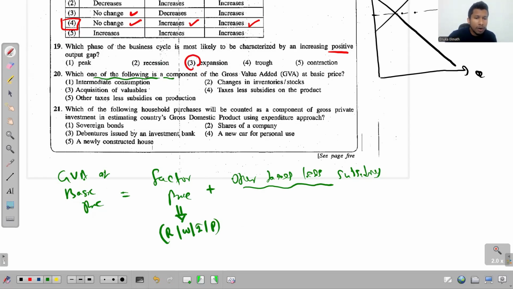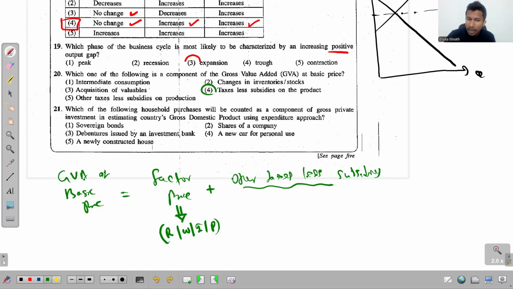Which one of the following is a component of the GVA at basic price? Right. Then we'll read and recognize the correct answer. Intermediate consumption. No, you don't see something like that here. Second one, changes in inventories. Again, no. Acquisition of valuables. No. Taxes less subsidies on the product.